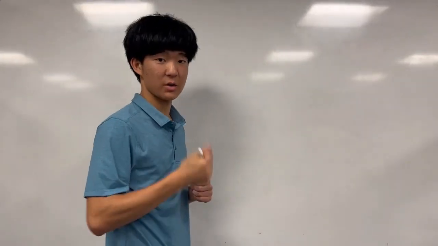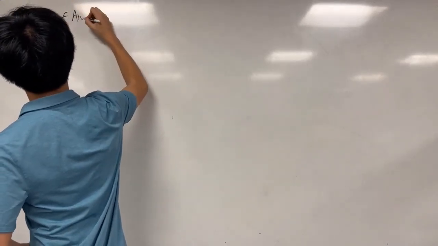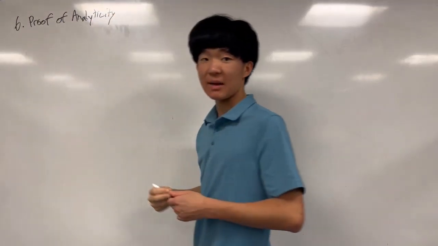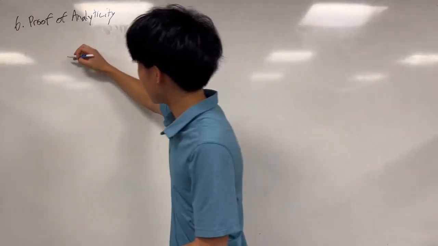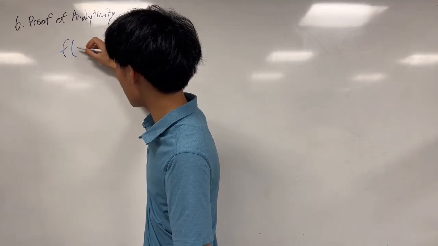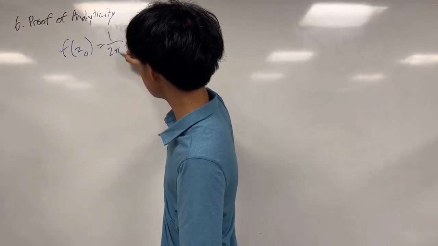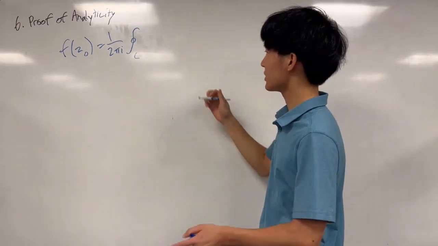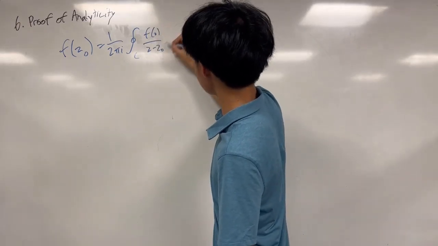Alright, here's part 6, the proof of analyticity. So last time, we proved Cauchy's integral formula, a formula that allows us to evaluate our complex holomorphic function f at a point z sub 0. Specifically, it is equal to 1 over 2 pi i times the contour integral over a contour c of f(z) over z minus z sub 0 dz.